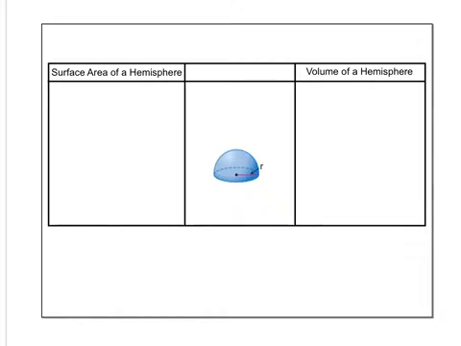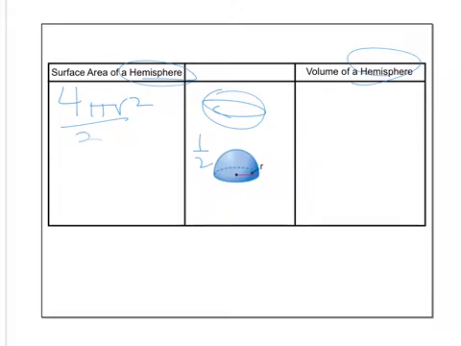So now when I look, surface area of a hemisphere, volume of a hemisphere. Well, a hemisphere is just half of a full sphere. I mean, that's all a hemisphere is. So it's just going to be half. So all I'm going to do is take 4 pi r squared, and I'm going to divide the whole thing by 2. I get 2 pi r squared.